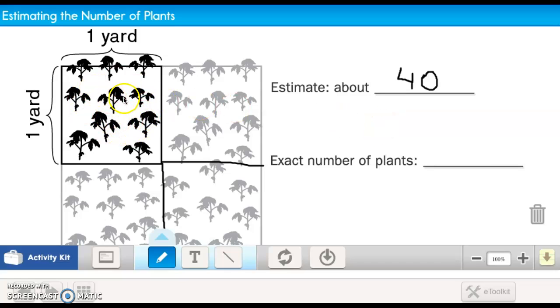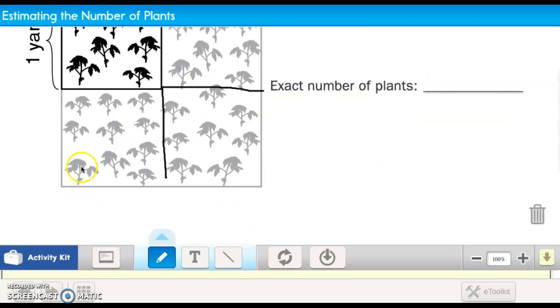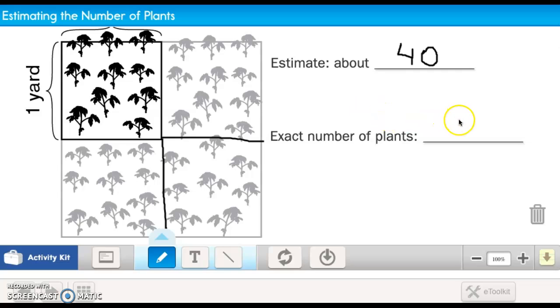So we know there's 10 here. 10, 11, 12, 13, 14, 15, 16, 17, 18, 19, 20, 21, 22, 23, 24, 25, 26, 27, 28, 29, 30, 31, 32, 33, 34, 35, 36, 37, 38. So it's not quite, but the exact number is 38. So we were very close. 40 and 38 are close together. So that is how we can estimate when there's a lot of things to count.